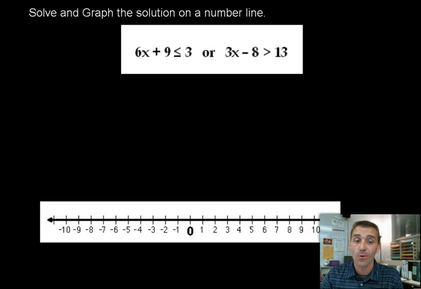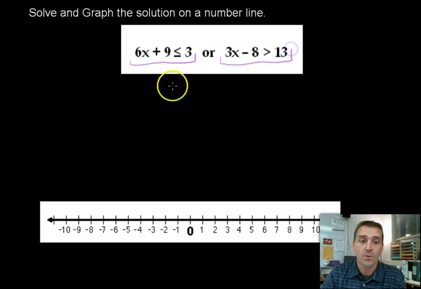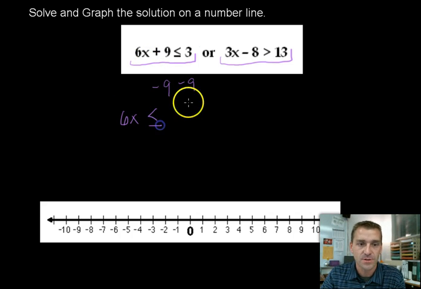So when we do these "or" scenarios, check out what this one's going to look like. We'll work with this one together. When you solve this one, it's a compound inequality because there's a simple inequality here and a simple inequality there, but they're separated by an "or." When you solve this one, we'll simply subtract 9 from both sides, which means I'm left with 6x less than or equal to, when I take 3 minus 9, negative 6.